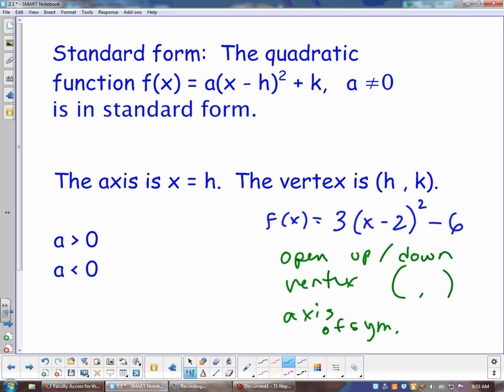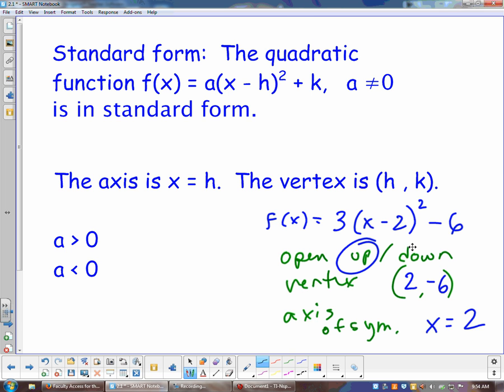Ryan: So it opens up since the first is positive. Okay, because the a is positive. The vertex would be 2, -6. Do people agree with that? 2, -6? Yeah. And the axis of symmetry? Wouldn't it be y is equal to -6, or x is equal to 2? X equals 2? Yeah. Do people agree with that?